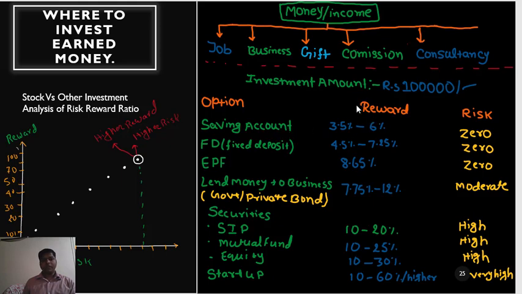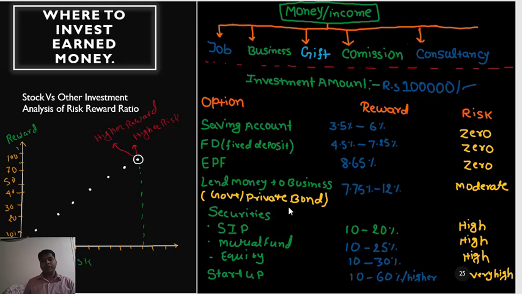First is the savings account. The reward you will get is in terms of interest you earn against your deposited money in a savings account, nearby 3.5% up to 6%, and your risk is zero. If you invest in a fixed deposit, you will get 4.5% to 7.25%, and again the risk is zero. If you invest in the employee provident fund, every employee, government as well as private company employees, will get 8.65% compound interest on the deposited money, with interest calculated monthly and paid yearly. The risk is zero.